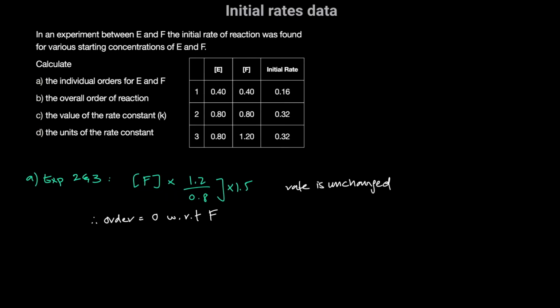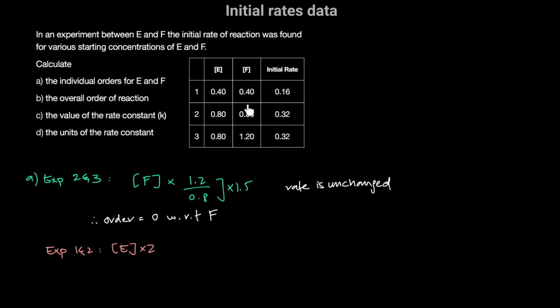Now in order to determine the order with respect to E, we can just look at experiments 1 and 2, since we're changing the concentration of E over here. If we look at experiments 1 and 2, we can see that we're doubling the concentration of E. The concentration of E is multiplied by a factor of 2, and the rate changes by a factor of 2 as well. Now we're also doubling the concentration of F, but we've already determined that changing the concentration of F has no effect on the rate.